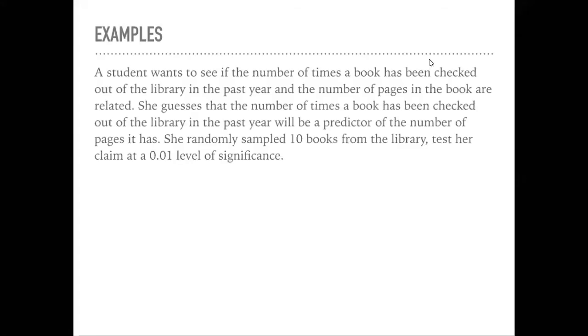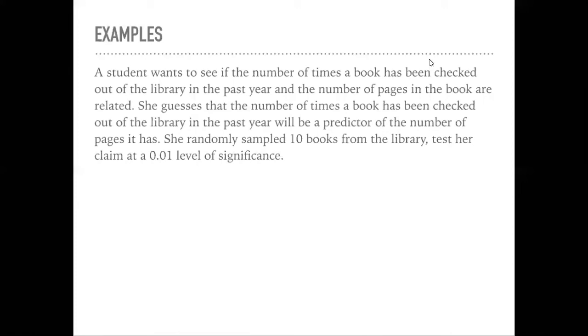So let's do an example here. We have a student that wants to see if the number of times a book has been checked out of the library in the past year and the number of pages in the book are related. She's hoping that the number of times a book has been checked out of the library in the past year could be a predictor of the number of pages it has in it. She's randomly selected 10 books from the library. Let's test her claim at a 0.01 level of significance.